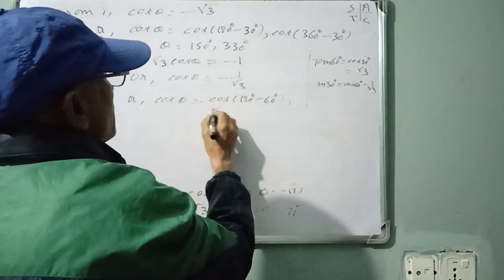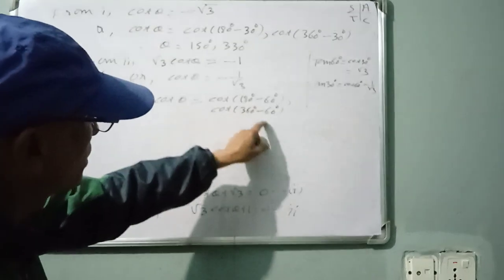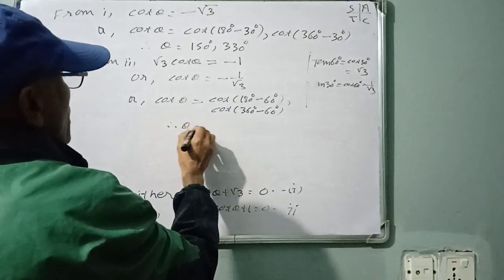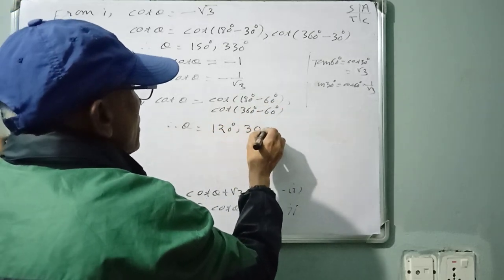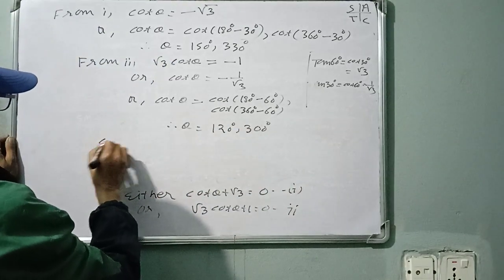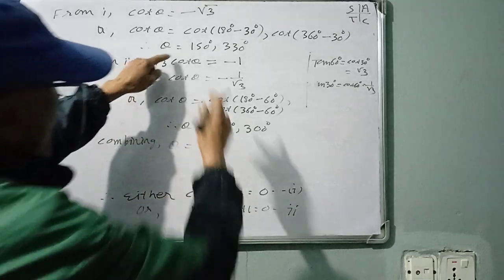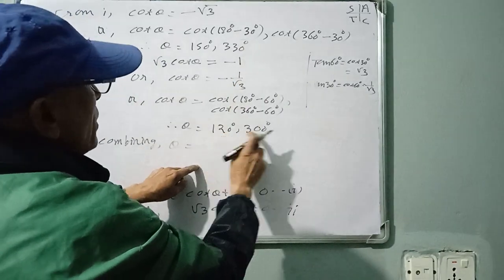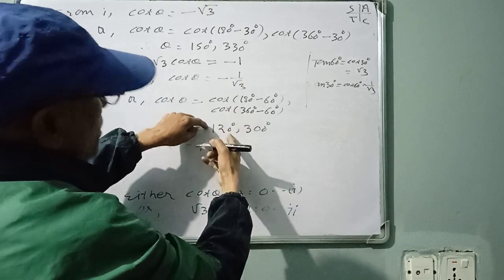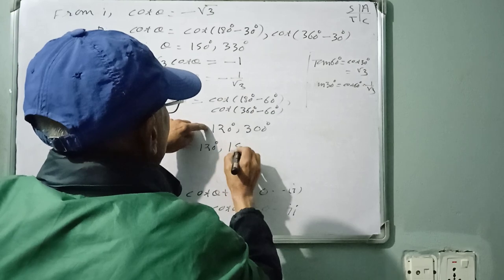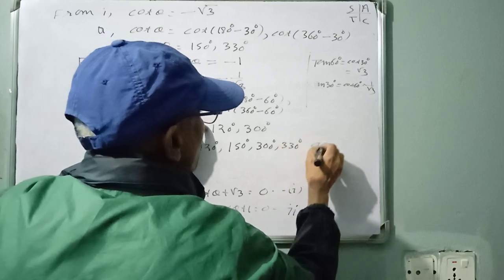Cot (180 degree minus 60) and cot (360 degree minus 60), because cot 60 degree equal 1 by root 3. Therefore theta equal 180 minus 60, 120 degree, and 360 minus 60, 300 degree. Now combining and arranging, theta equal 150, 330, 120, and 300. Write 120 degree, then 150 degree, then 300 degree, then 330 degree as the answer.